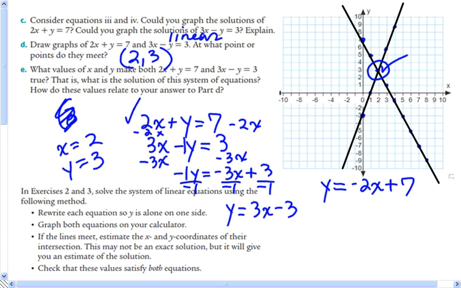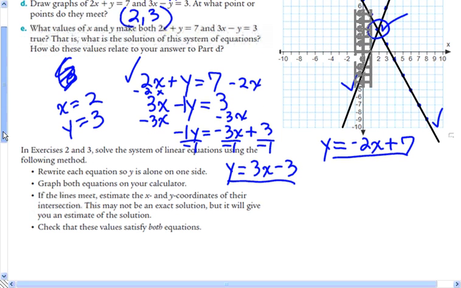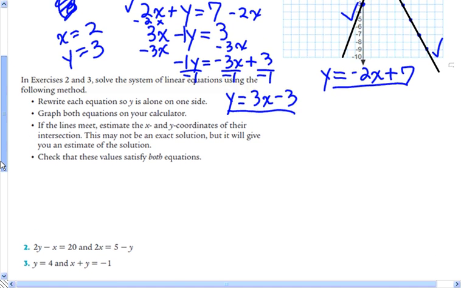In order to be a solution of this equation, it has to be on this line. In order to be a solution to this equation, it has to be on that line. So the solution that's common to both is the one point that's on both those lines, which is point 2, 3. So x is 2 and y is 3. That's what we're going to be doing in this lesson. We're going to be looking for a common solution to 2 equations, and that'll allow us to solve some little bit harder problems.